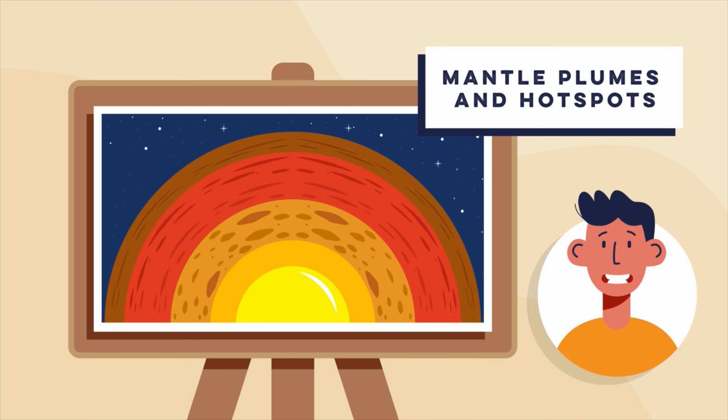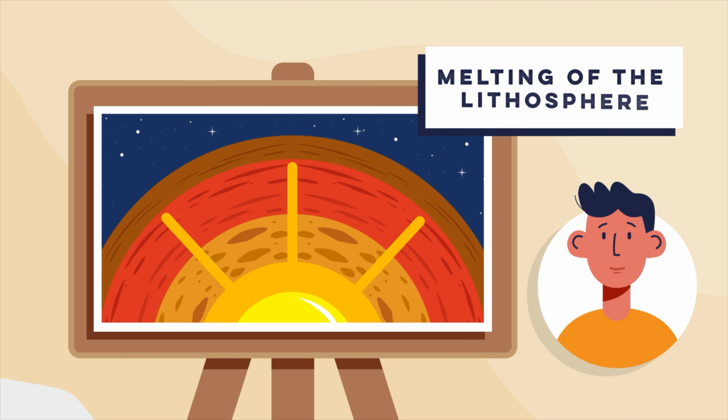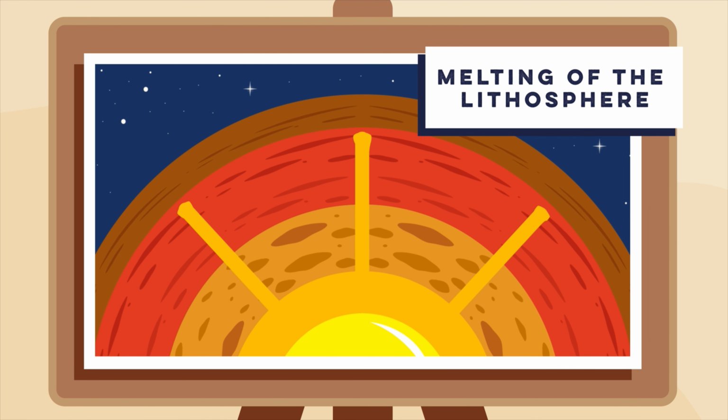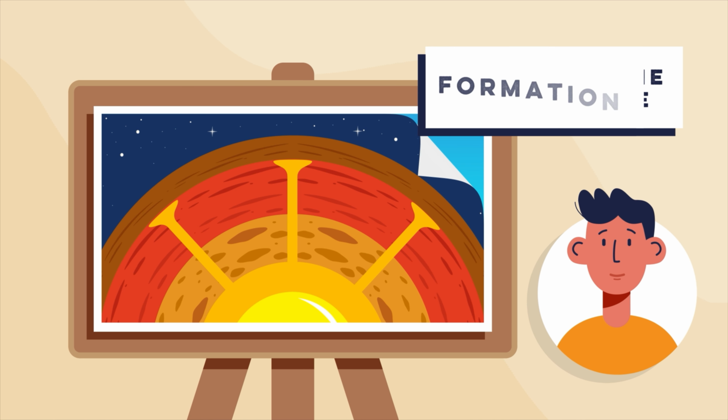Step 2: As the heat rises, it forms mantle plumes, columns of extremely hot rock that ascend through the mantle. Step 3 is the melting of the crust. When the mantle plume reaches the base of the crust, the intense heat causes partial melting of the overlying rock. This melted rock, or magma, begins to accumulate in the magma chambers beneath the Earth's crust.